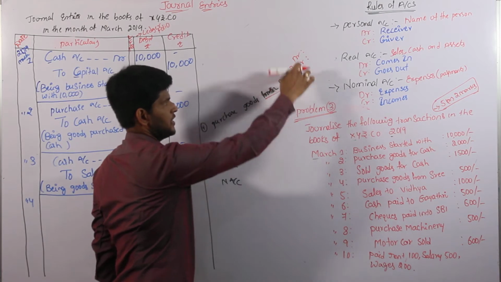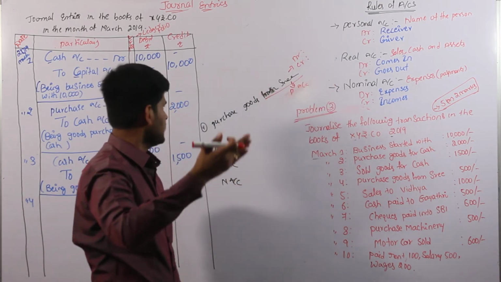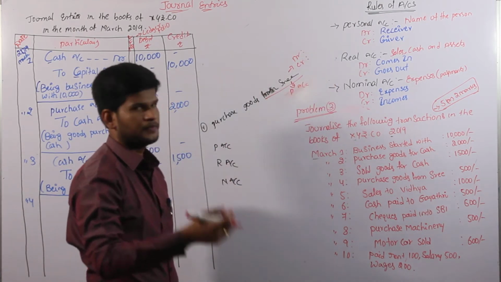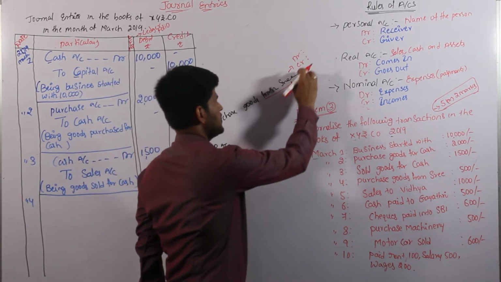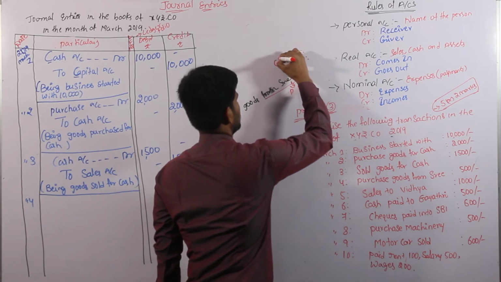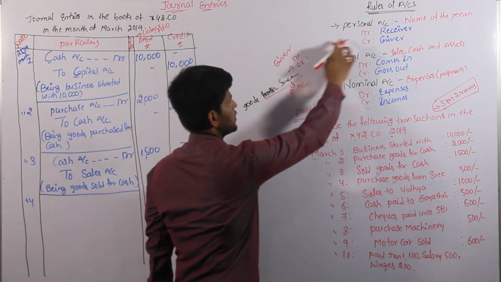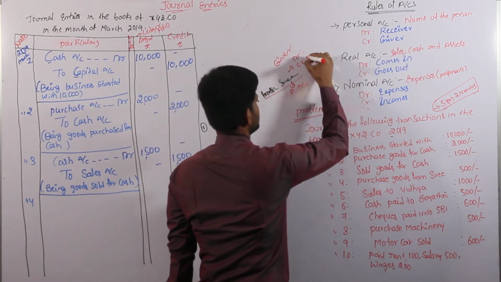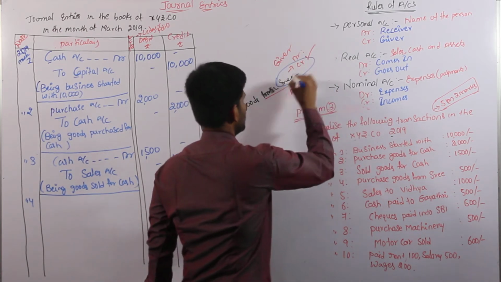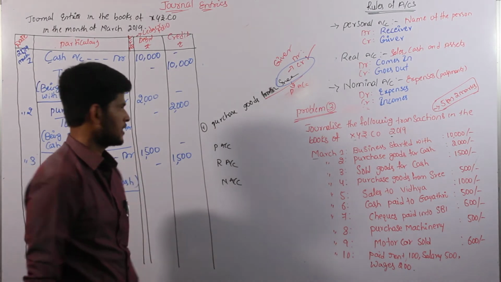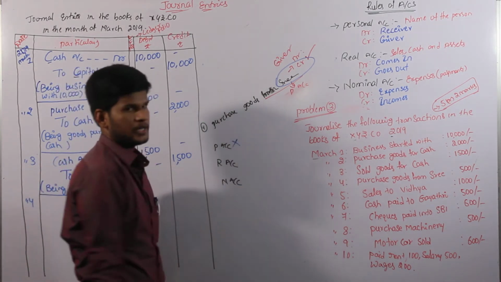So from Street is nothing but we are taking. So we are purchasing goods from Street. From Street is nothing but Street is giving. So we can call Street as a giver. So according to the personal account, giver is always credit side. We can indicate Street goes to credit. So one rule is completed. We can cancel the personal account.